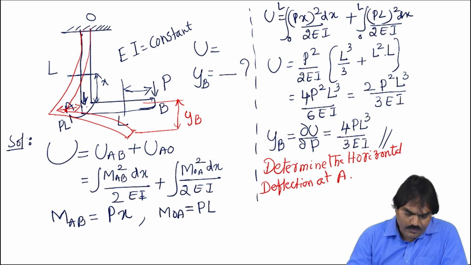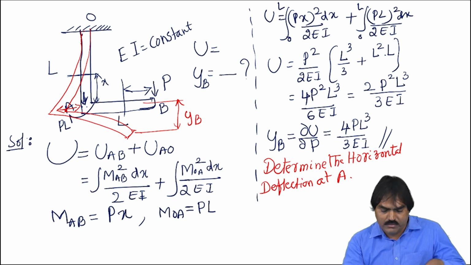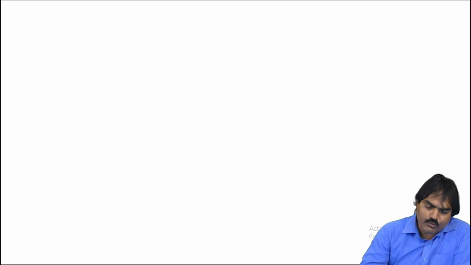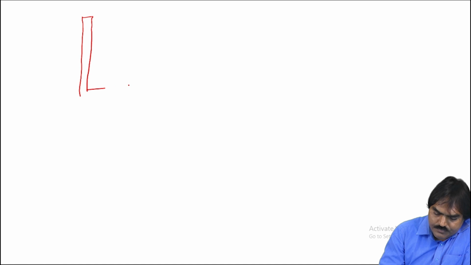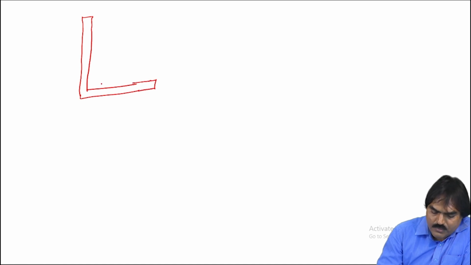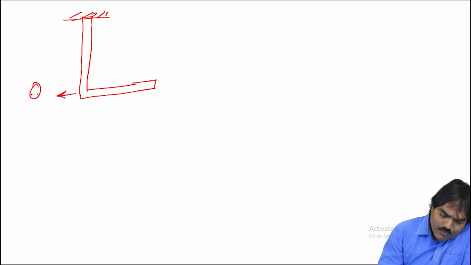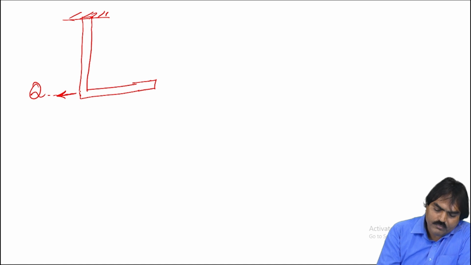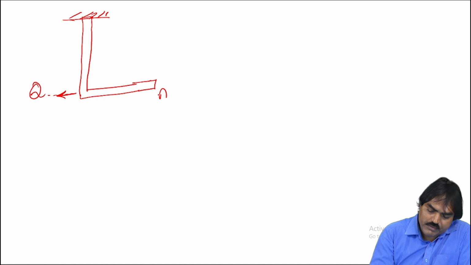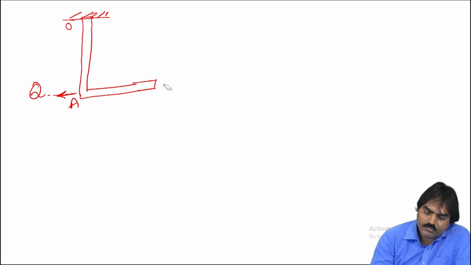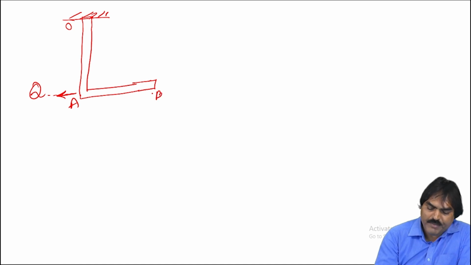So, if you want to find the horizontal deflection at A, what you have to do? Again, same procedure. Suppose this is the structure. Okay. Apply the dummy load here. This is the dummy load Q in the horizontal direction. Then this is O, A. This is B point. This is the load P here.